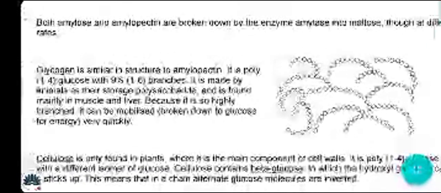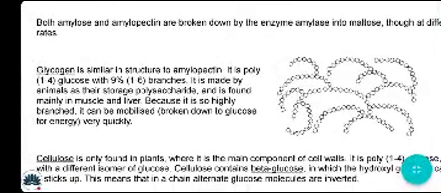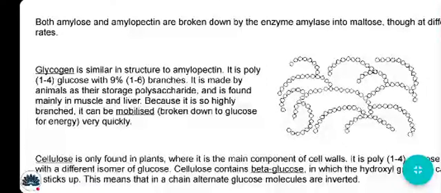Glycogen is shown here. Glycogen is similar in structure to amylopectin. It is poly 1,4-glucose with 9% 1,6 branches. Do not mix up the percentages: 9% and 4%. It is made by animals as their stored saccharide and is found mainly in muscles and liver. Because it is so highly branched, it can be mobilized, meaning it can be moved or broken down to glucose for energy very quickly.